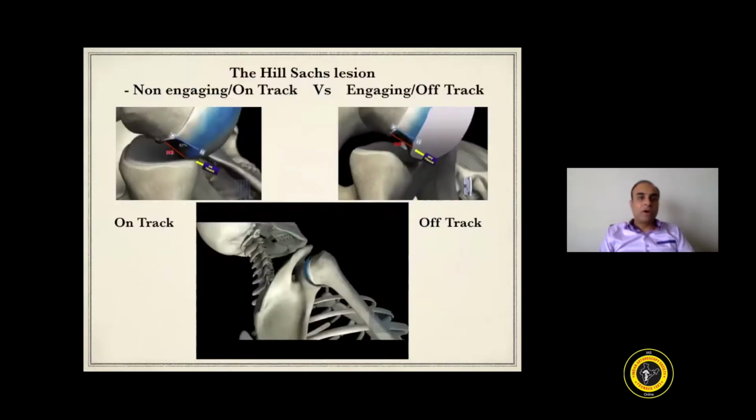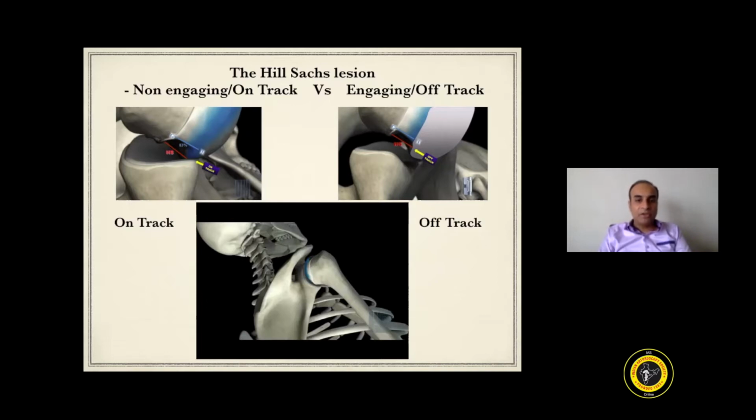Now, how does it work? The Hill-Sachs lesion, which forms part of that purple area in the previous picture you saw, could be essentially of two types. One is the non-engaging Hill-Sachs or the on-track Hill-Sachs, which is not so dangerous, and the other is the engaging Hill-Sachs or the off-track Hill-Sachs, which is dangerous and contributes significantly to instability.